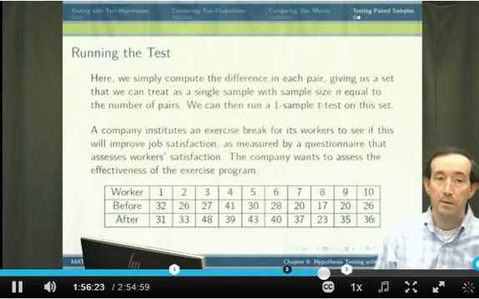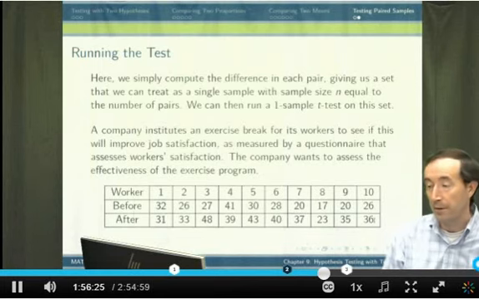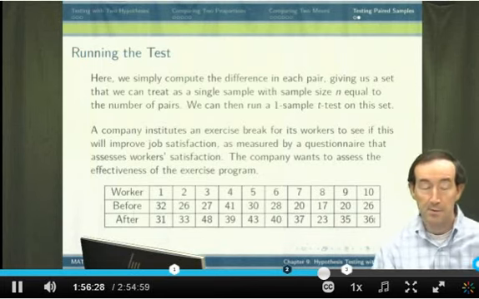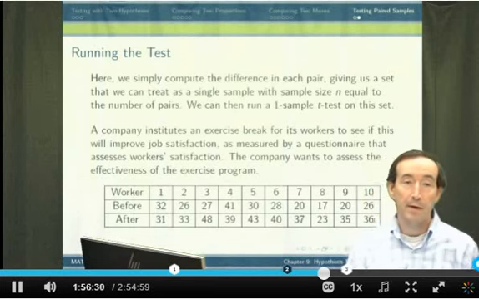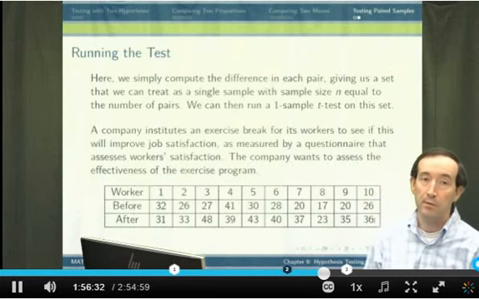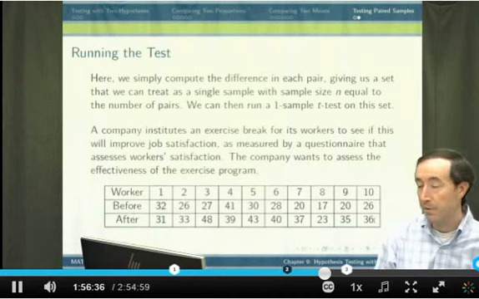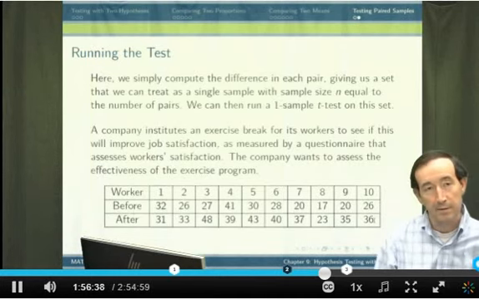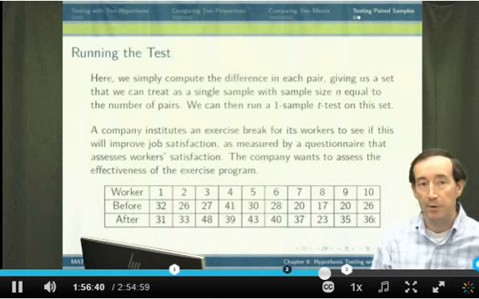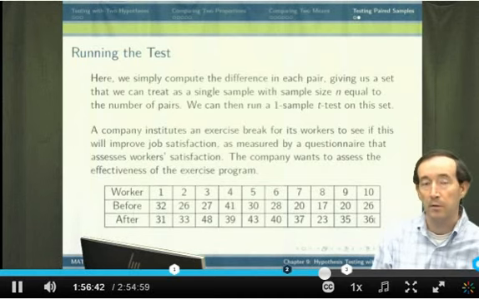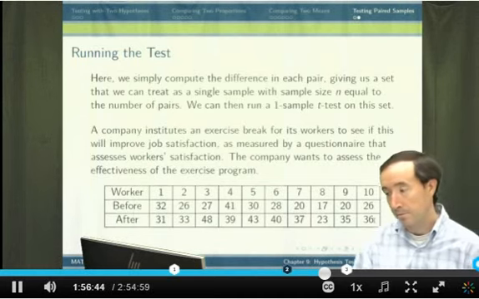And the question is, before and after the exercise break was instituted, did the exercise break actually make a difference? Did it actually improve the workers' satisfaction levels? So in this case, let's assume we're trying to see whether it actually improved it. That will change our alternative hypothesis a little bit.